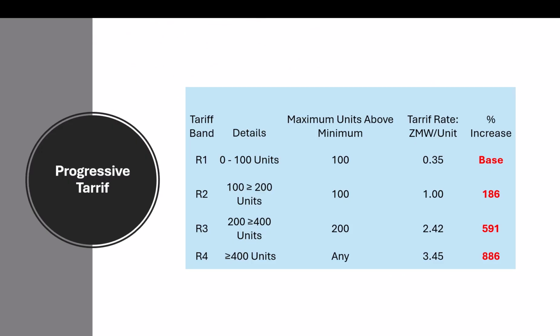Also, we looked at the progressive tariff, how the percentage increases when you move from the first band, which we take as the base, to the second band, to the third band, and to the fourth band. You see that the cost of electricity in progression increases by 186%, 591%, and 886%.